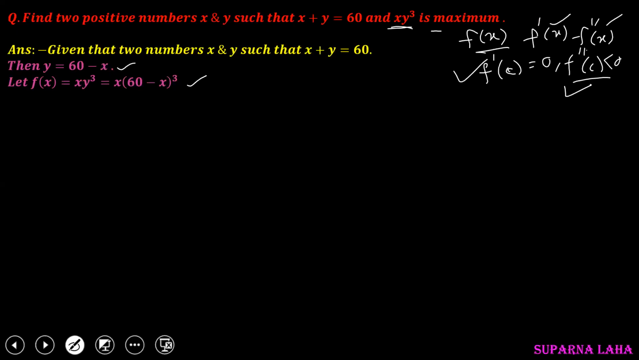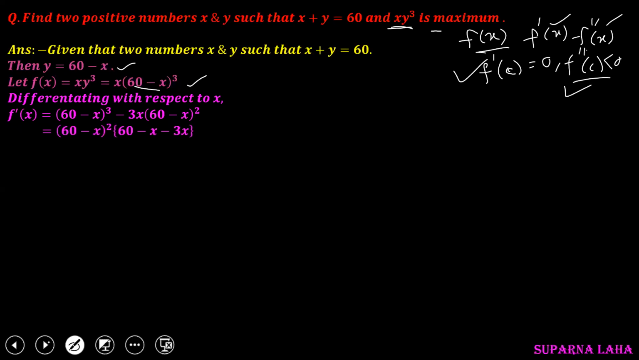So let's check the first work. Differentiating this function with respect to x. So we have to apply the chain rule, the u into v form, and chain rule also here for 60 minus x the whole cube. So if we differentiate this function, you will find the 60 minus x the whole square and 60 minus 4x. This is the first derivative.